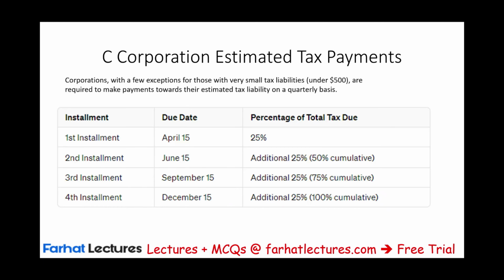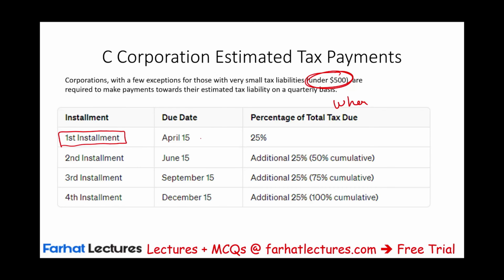So C corporations must make estimated tax payments unless their tax liability for the whole year is under $500. Otherwise, you have to make estimated tax payments. The first thing we're going to look at is when. When do you make those payments? This is important. The first installment has to be made April 15th.